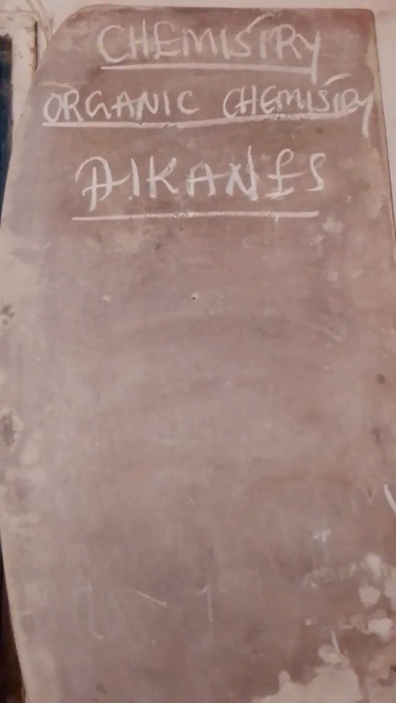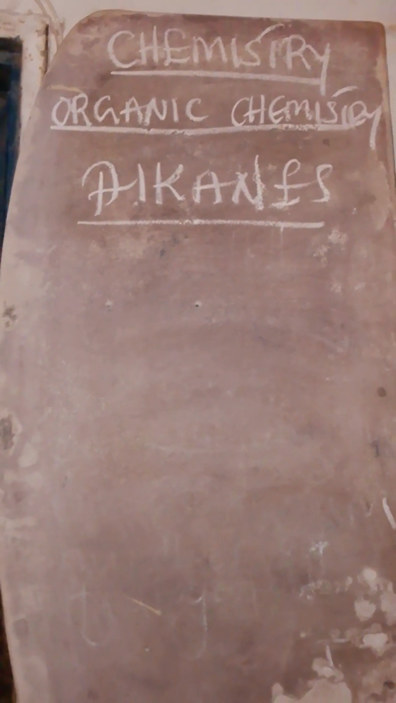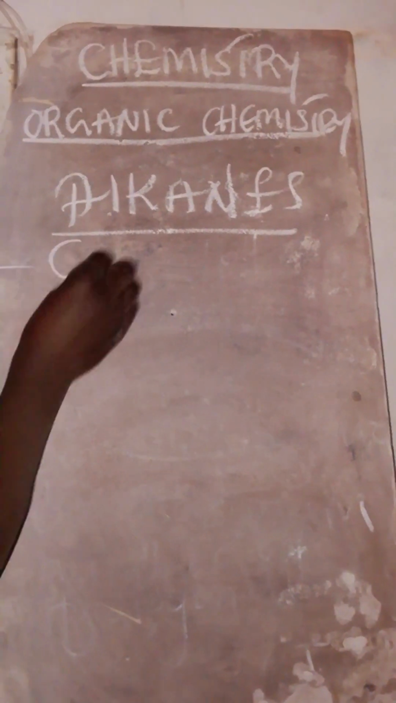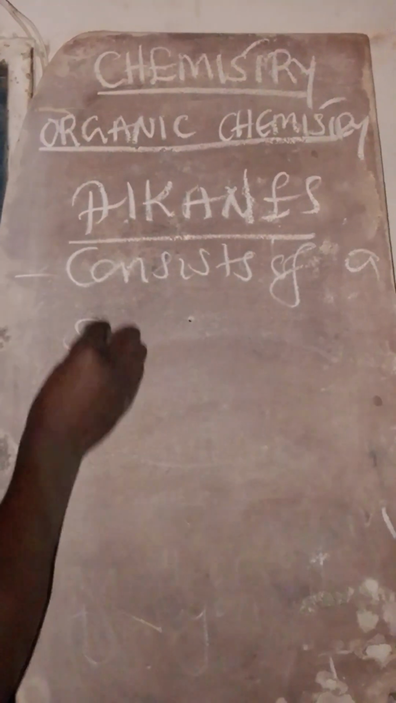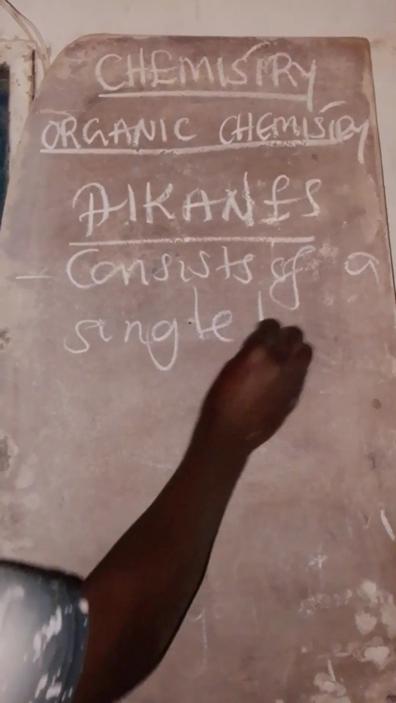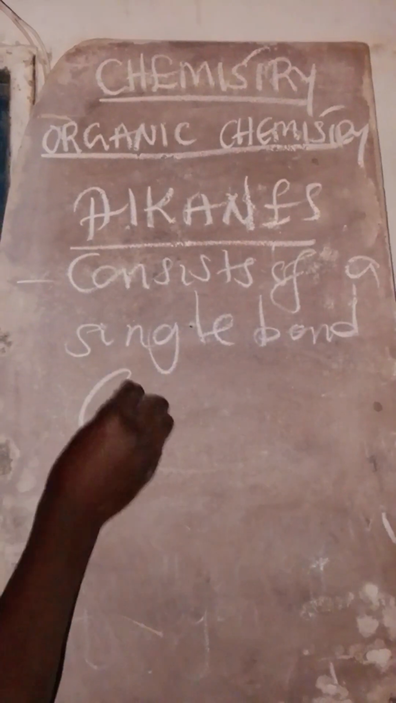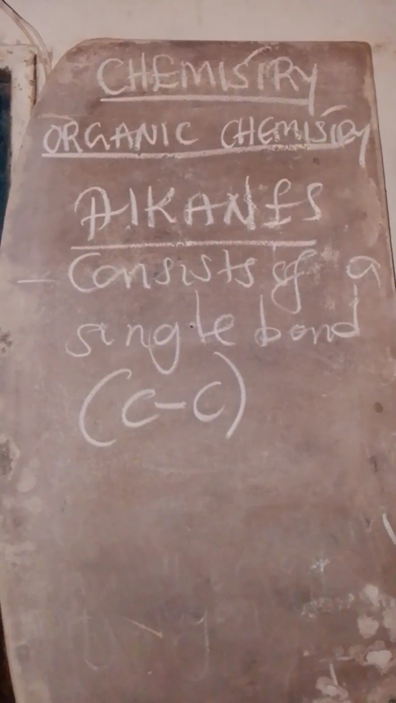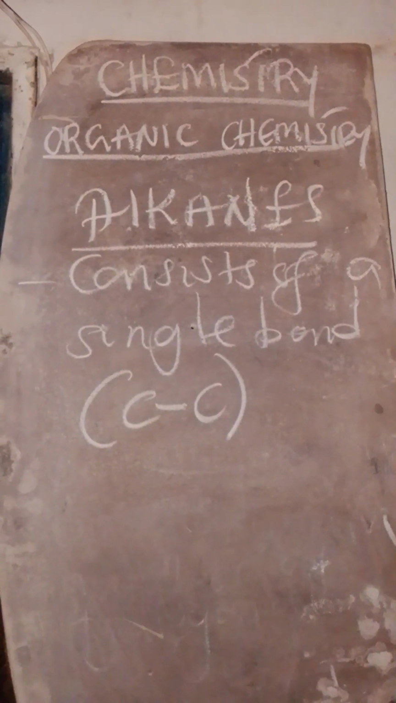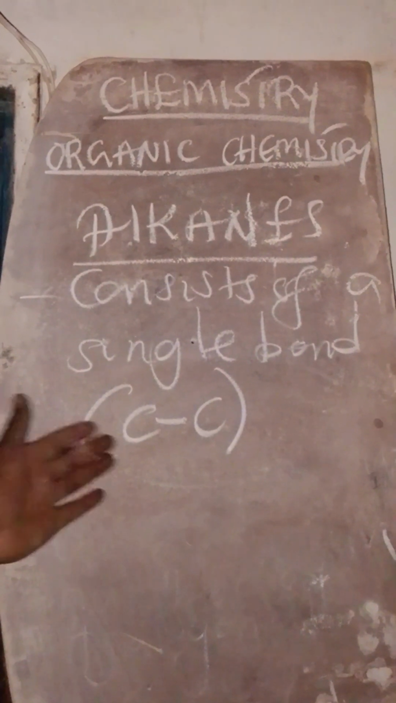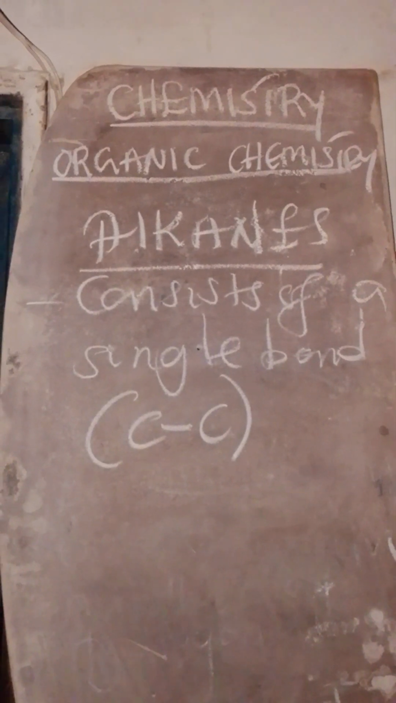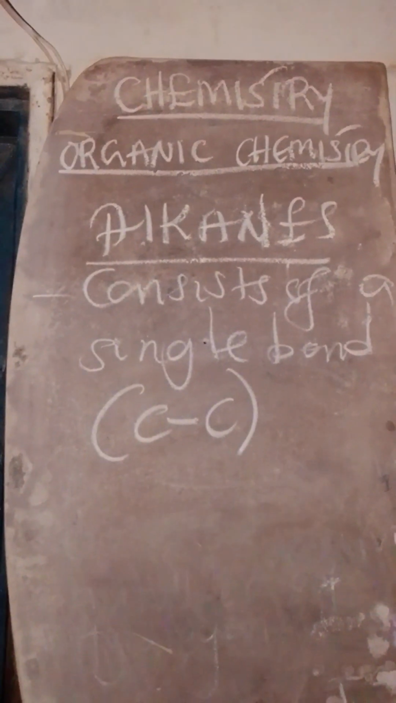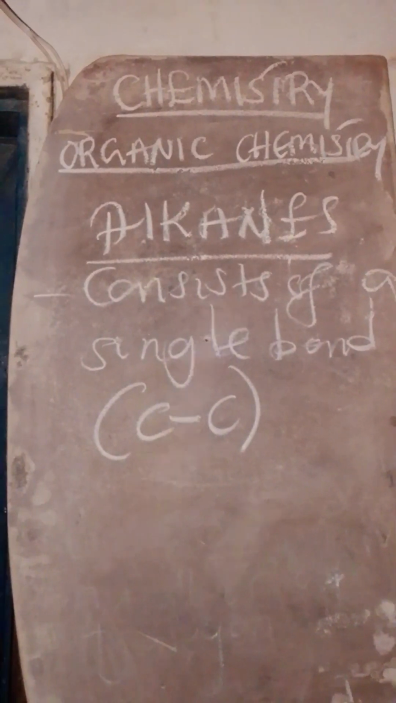When it comes to bonds, you can be asked, what is the bond for all alkanes? Alkanes consist of a single bond, which is a carbon to carbon single bond. So when you are asked about the bond in alkanes, it's a carbon to carbon single bond.